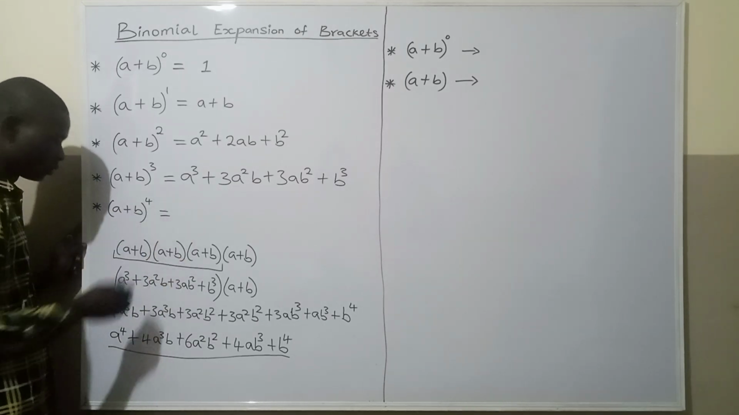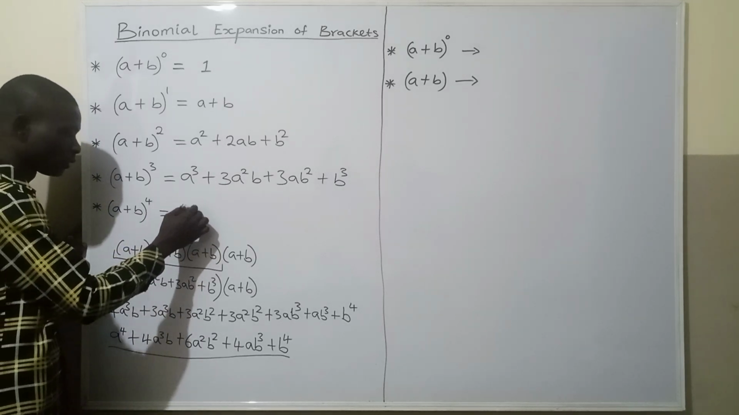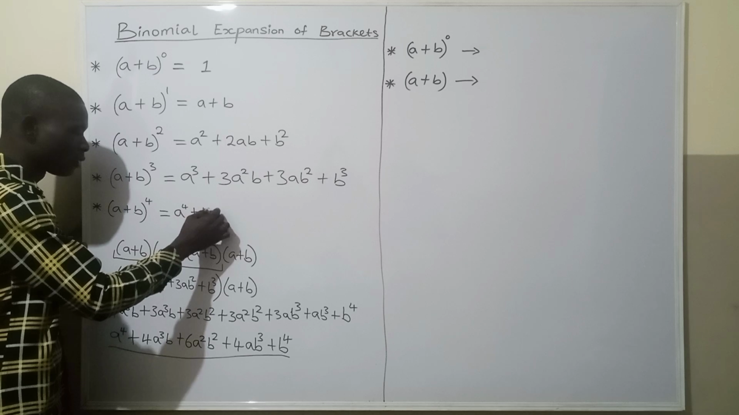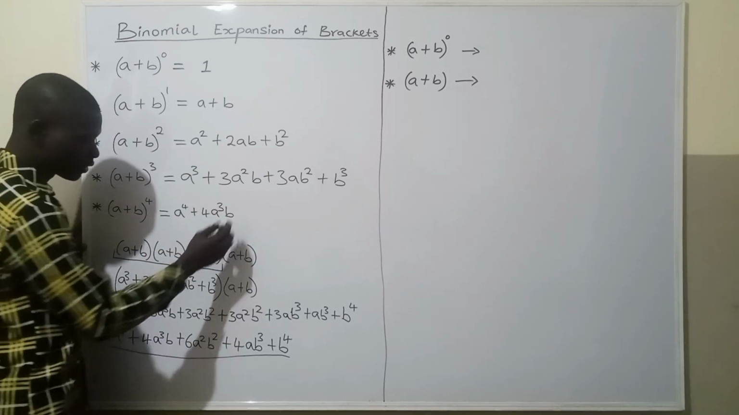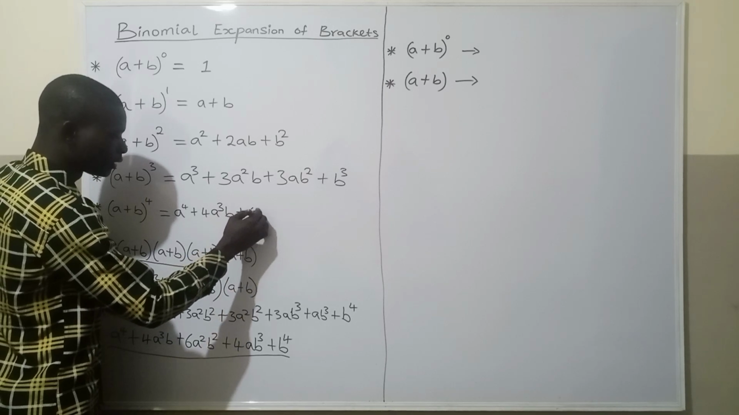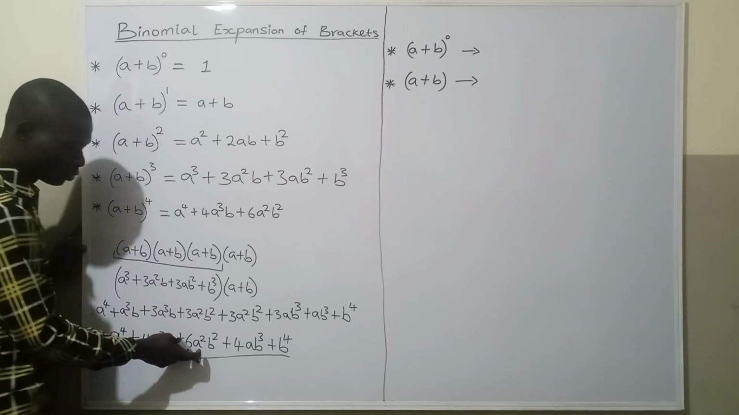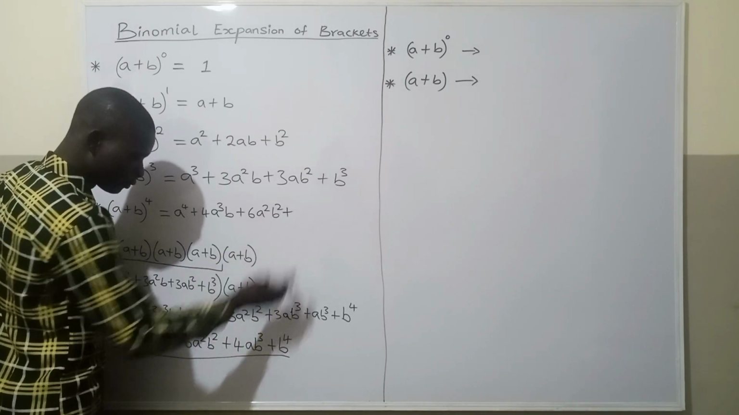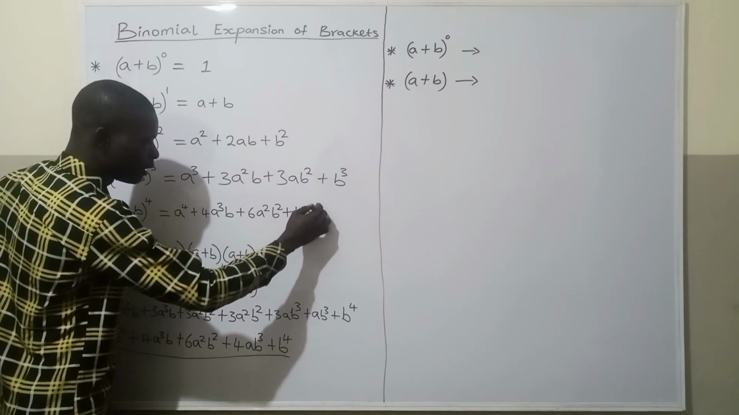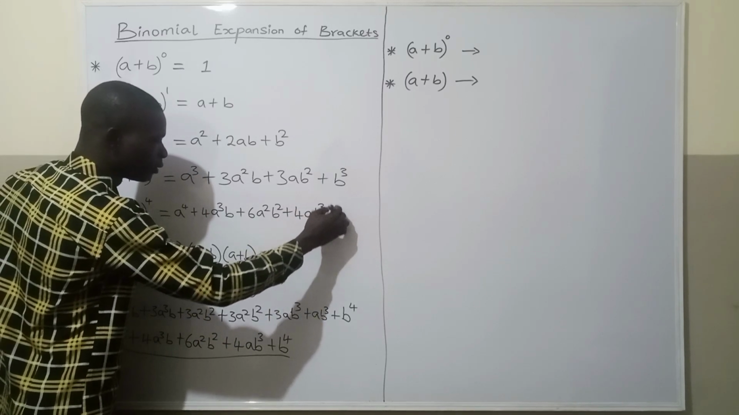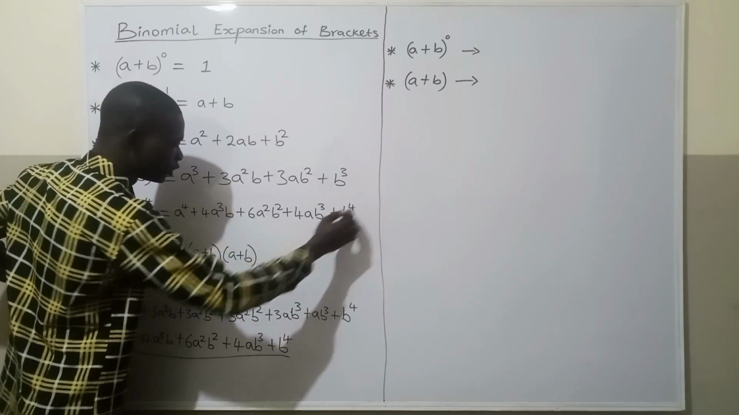So I will be writing down the solution. So I'll be having a raised to power 4 plus 4a cubed b, which is the second one, plus 6a squared b squared, which is the third one, plus 4ab cubed, and then finally plus b to the fourth power, b raised to power 4.